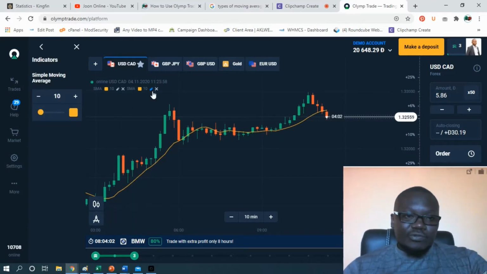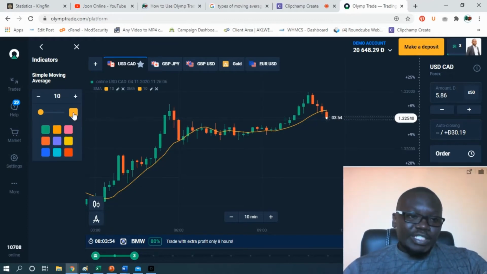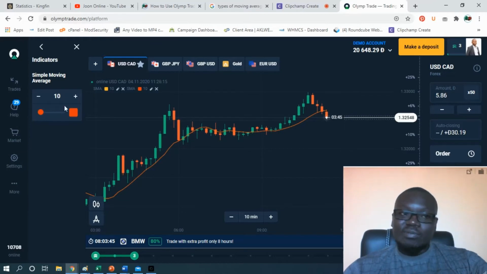So once you click on that edit button, you'll see colors and the periods. The minimum period that comes with SMA is 10. It's the standard period, period 10. So you want to change the color of our new SMA to red to differentiate it from the other one, and change its period to period 21.